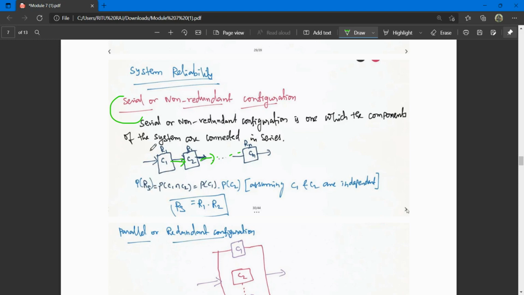System reliability of a series configuration is given by, if there are two systems, assume C1 is connected with C2, only two systems, then the PRS would be nothing but P(C1 and C2). Or we can just say it as P(C1) into P(C2), assuming C1 and C2 are independent. So we can also write RS is equal to R1 dot R2.